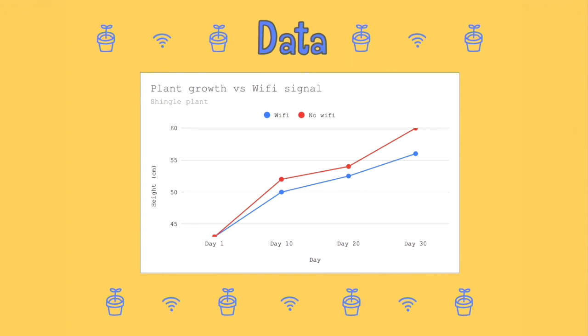The next pair is the shingle plants. They started off with the same height, which is 43 centimeters. Over time, the one without the Wi-Fi signal grew a bit faster. And at day 30, they ended up with a 4 centimeter difference.